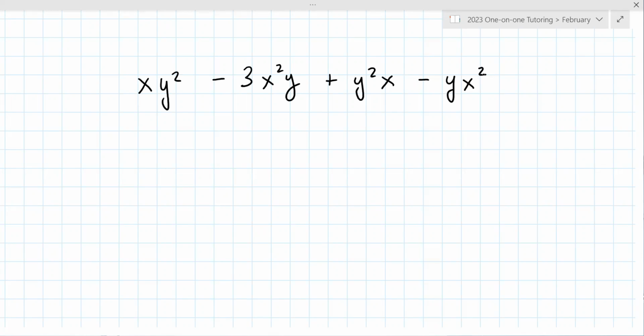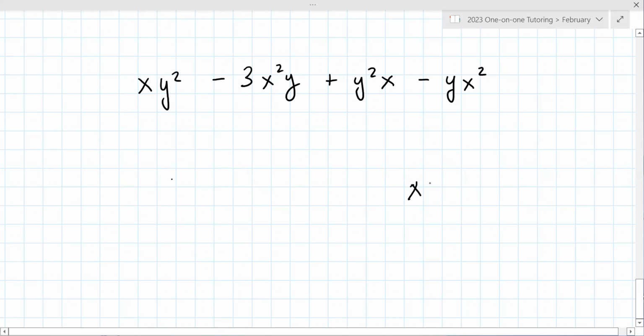Xy squared minus 2x squared y. Sorry, say that one more time. I lost track of what you're saying. Okay, you're good. Xy squared minus 2x squared y.